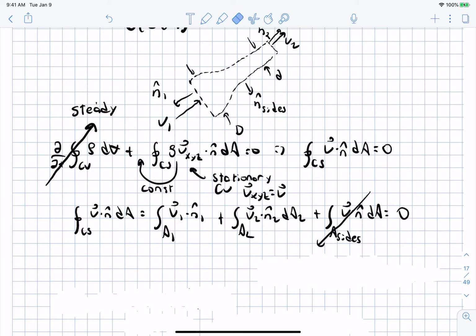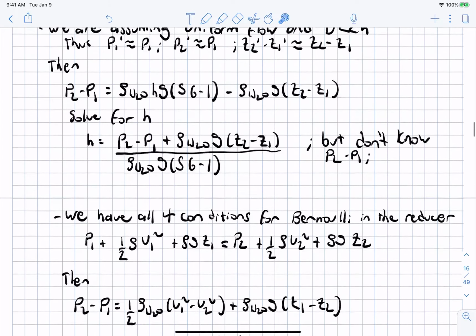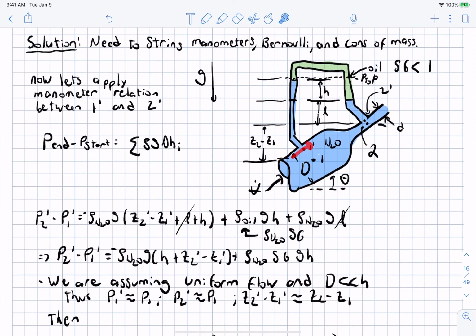over here, and we can cross them out for two reasons. One, we're assuming impermeable walls, but you could argue, wait a minute, couldn't there potentially be flow turning into the manometer and causing some sort of flow going around? But we assume that the flow is static in the manometer, and as far as the fluid is concerned, it is then not allowed to go into the manometer. So that's the same as an impermeable wall.